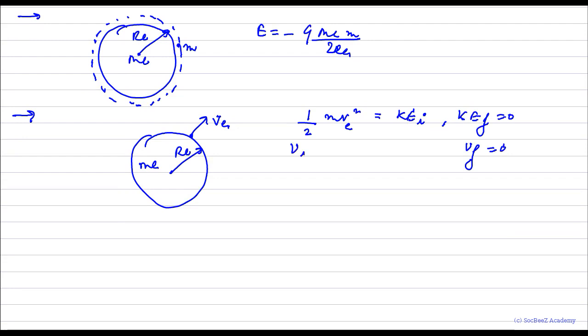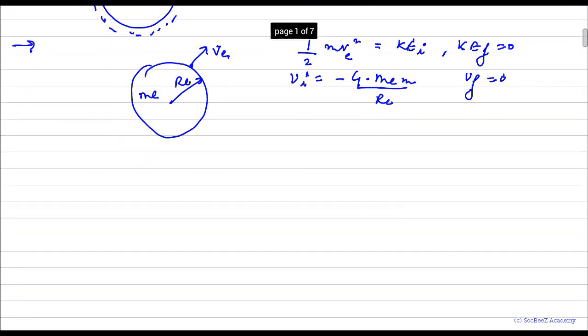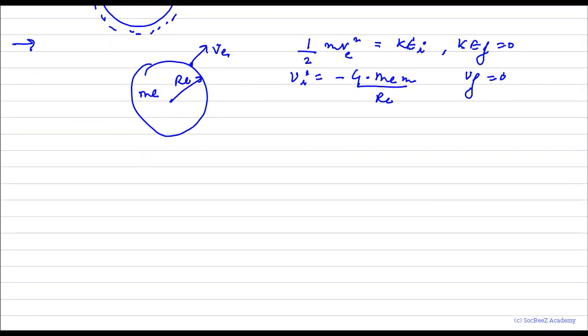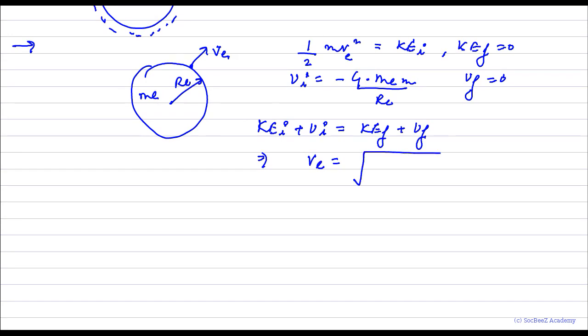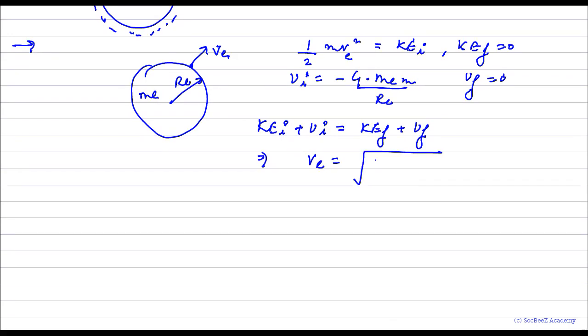The initial potential energy is equal to minus G into ME into M upon RE. Now this whole process is happening under the influence of a conservative force, which implies that the total mechanical energy is going to be conserved, which implies that KEi plus Ui must be equal to KEf plus Uf. This implies the escape velocity is going to be equal to root over 2G into ME upon RE.